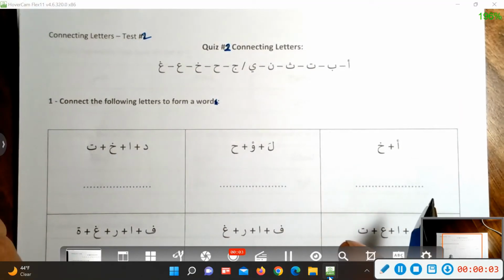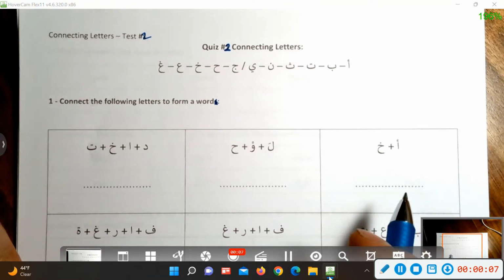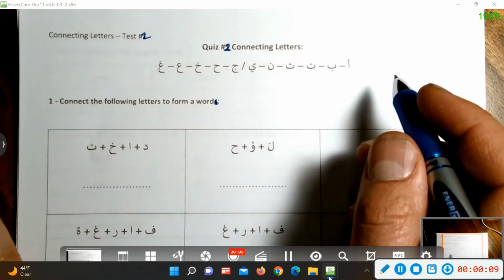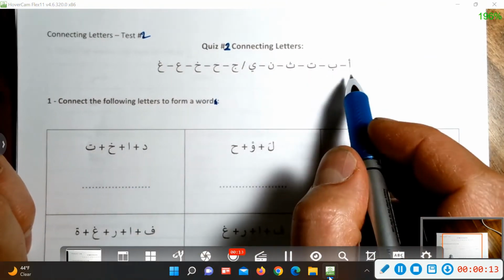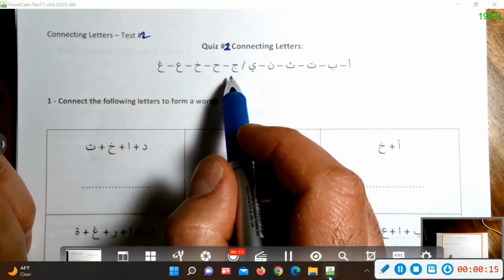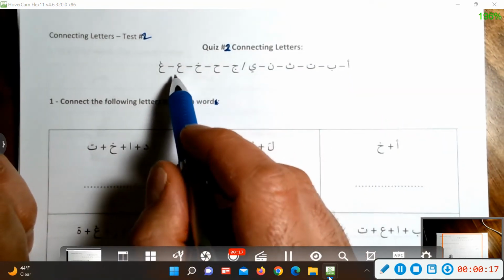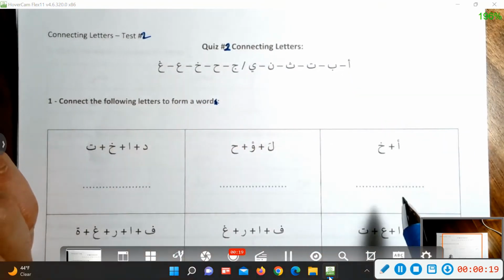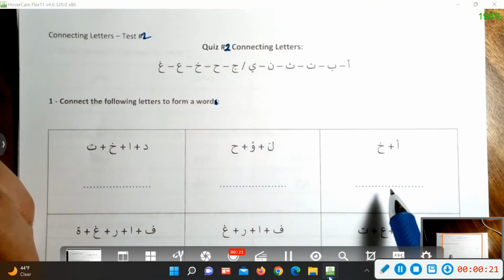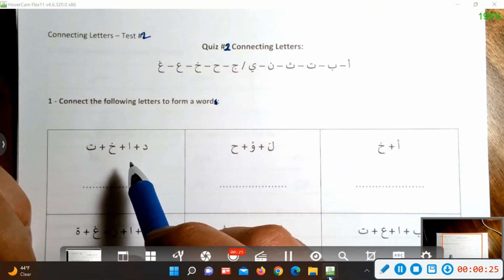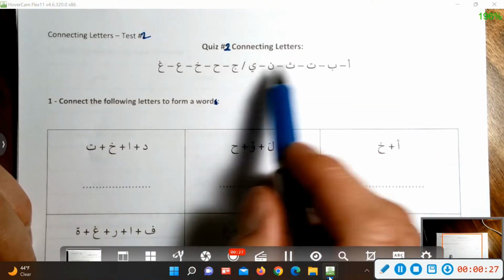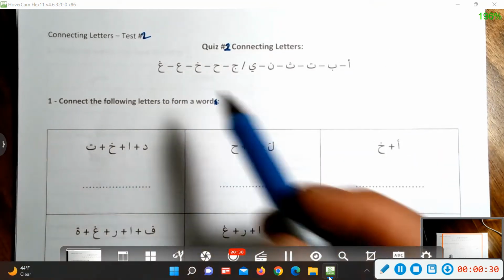Now we're going to work on quiz number 2 of lesson number 2 in connecting letters. We added 5 more letters to what we studied last time, which are Jim, Ha, Kha, Ain, Ghain. So now we should know how to connect all these letters. So I have 6 here, 7, 8, 9, 10, 11 letters.